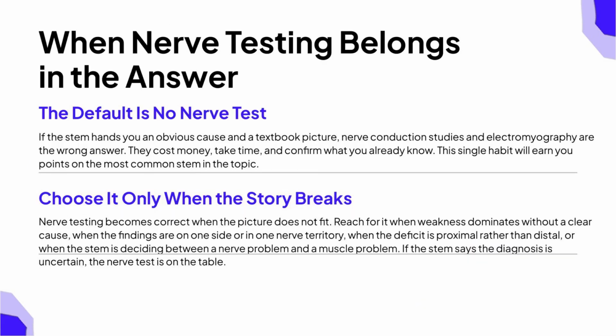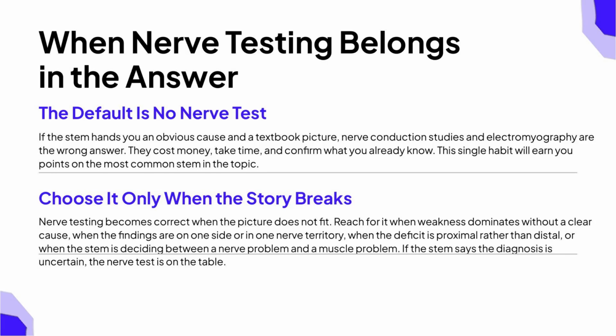Now let us settle when nerve conduction studies and electromyography actually belong in your answer, because this is where most people lose points. Start with the default. The answer is no nerve test. If the stem hands you an obvious cause and a textbook picture, nerve testing is wrong. It costs money, takes time, and confirms what you already know. That single default will earn you points on the most common stem in this topic.